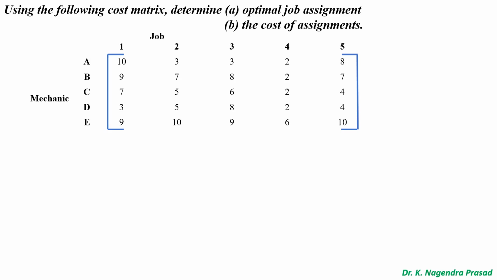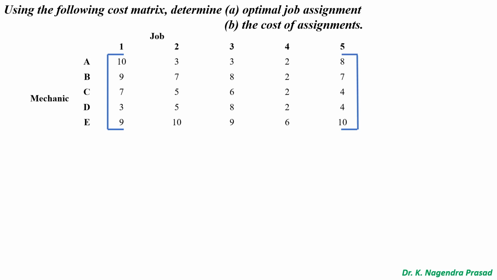In this lecture, we will discuss the assignment problem to determine optimal job assignment and cost of assignments by applying the Hungarian method. This is the cost matrix, given the 5 jobs, that is 1, 2, 3, 4 and 5, and 5 mechanic persons, that is A, B, C, D and E.